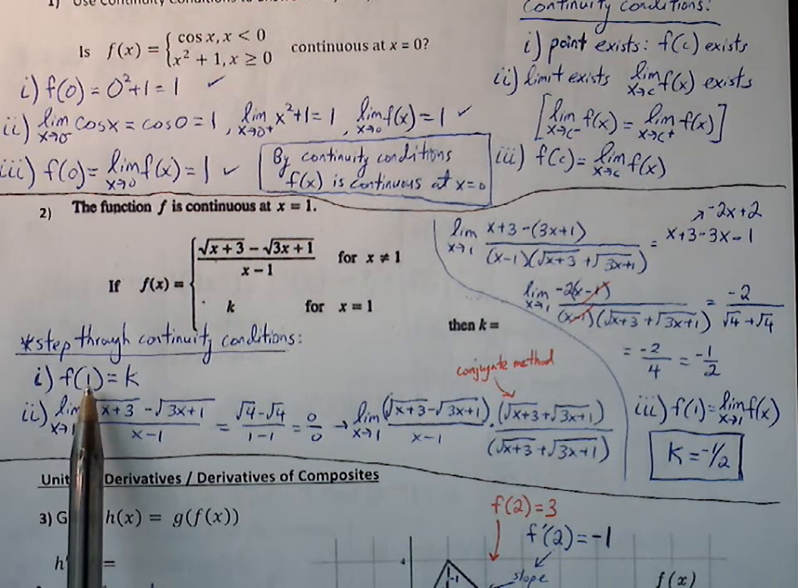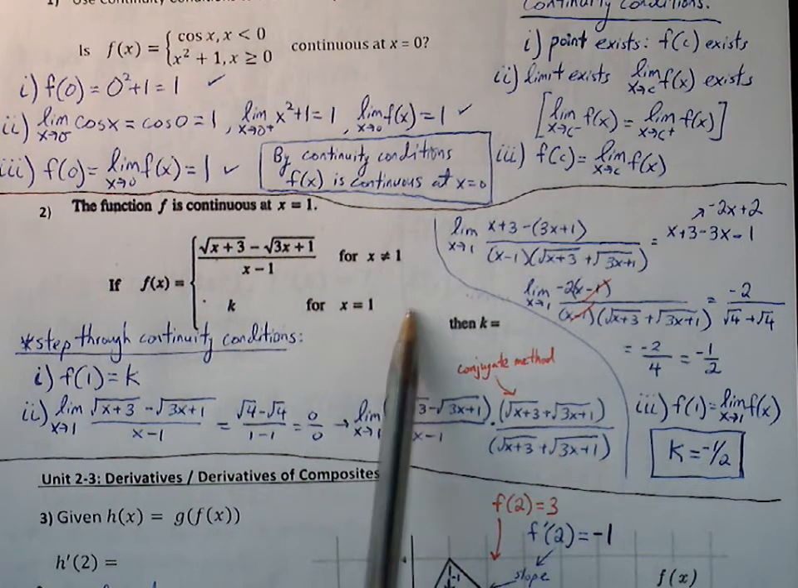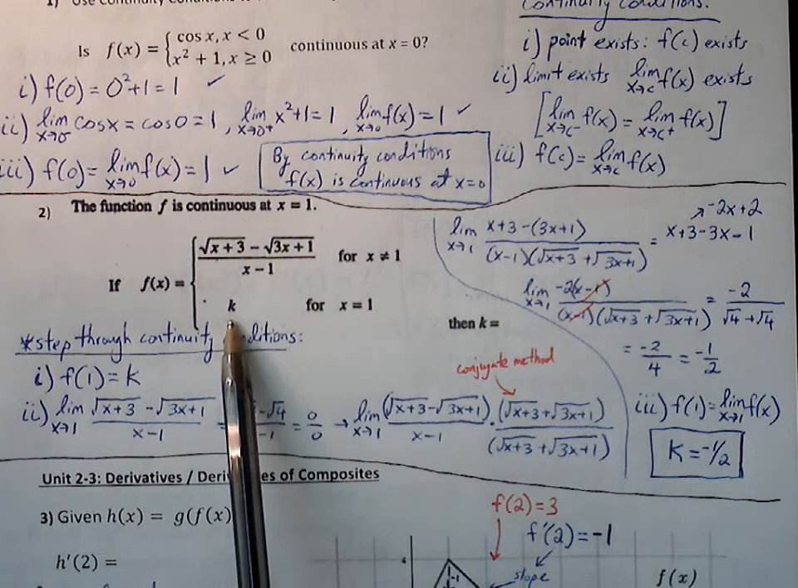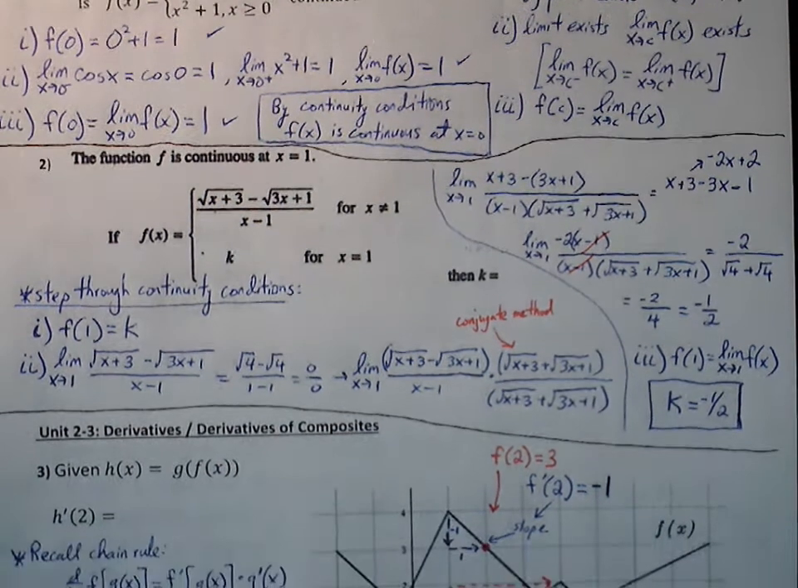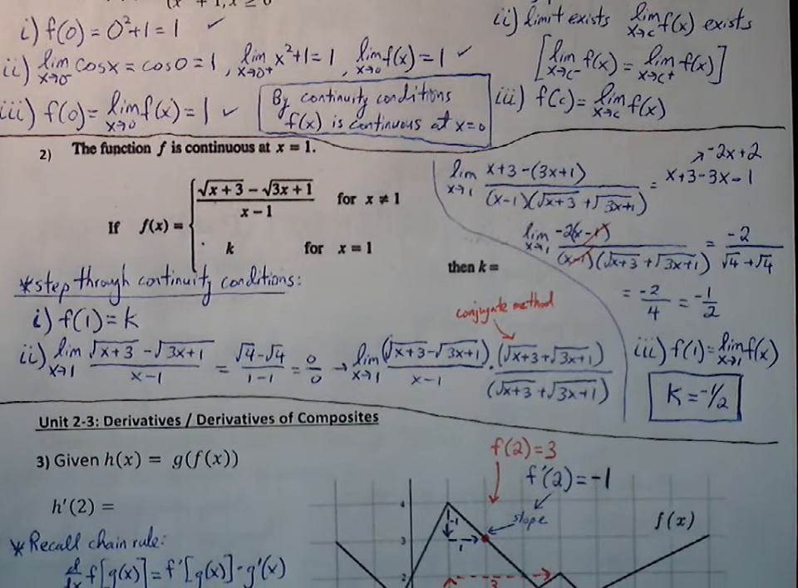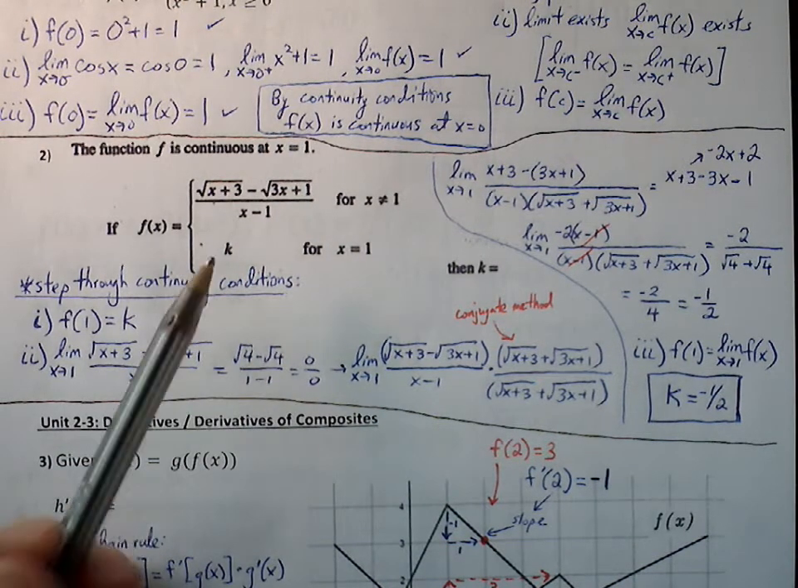So if we step through our conditions here, does the point exist? We know our C value is at 1, so f of 1 is equal to k. So that's still inconclusive. We were trying to look for k, so that doesn't help us just with that statement alone. So our second condition is, does the limit exist?